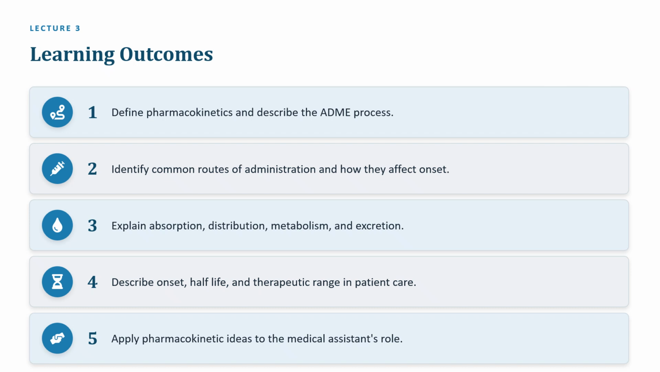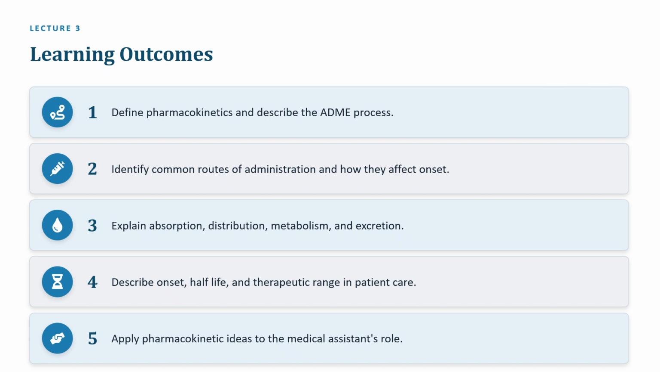Third, explain each of the four ADME stages: absorption, distribution, metabolism, and excretion at a level that makes sense for patient care. You do not need to be a pharmacologist, but you should understand the big picture of where a drug goes and how it leaves. Fourth, describe a few key timing concepts: onset, half-life, and therapeutic range, because these explain why dosing schedules exist and why staying within a safe range matters.